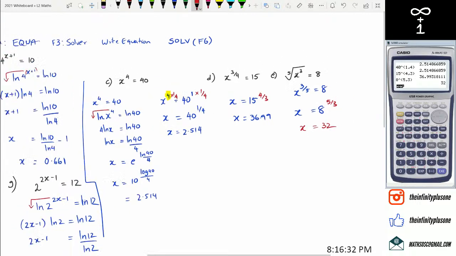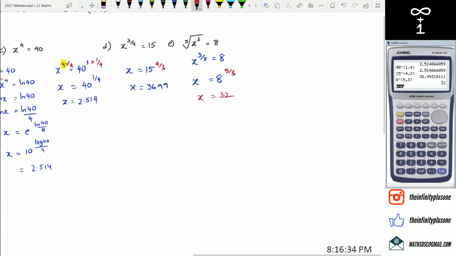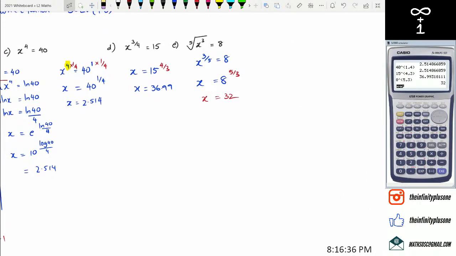Okay, so we're going to move on to one of the first merit/excellence questions. So I'm going to put that up here, and we are going to say make X the subject.